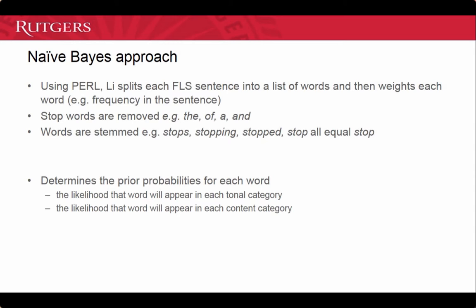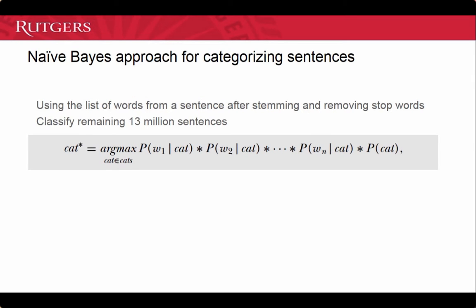So it's a really simple approach. This is that formula. You pick the category that has the maximum value of the probability of one word given a category times the probability of another word given a category. You take all the words in a sentence, multiply all the probabilities together, you get a score, and the category with the highest score is the one you pick.